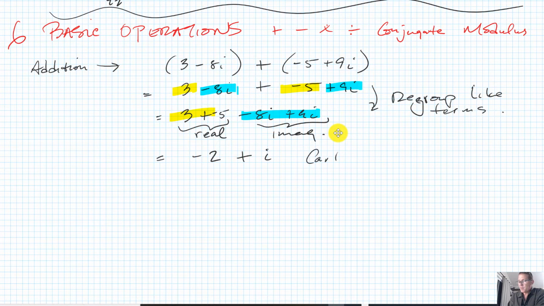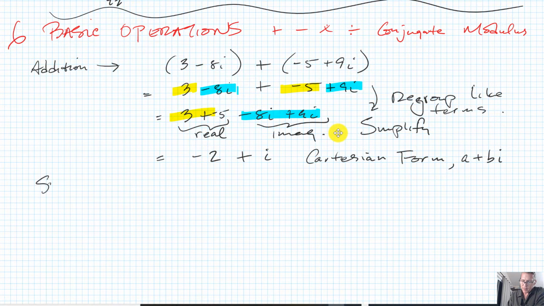And that, my friends, is Cartesian form. Remember, it's always a plus bi. A plus bi, that's Cartesian form. So you add real with real, imaginary with imaginary. Addition is simple. You simply drop the parentheses, regroup, and simplify.